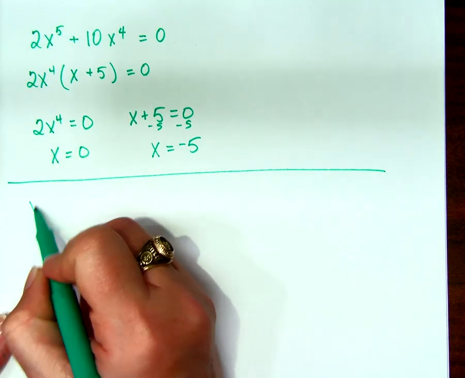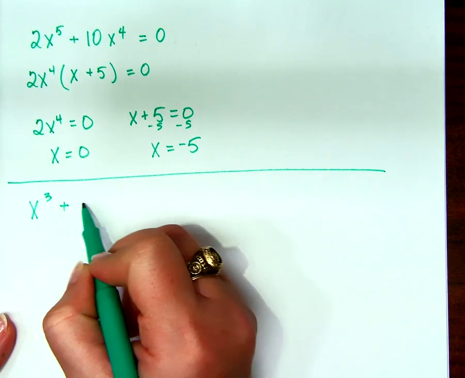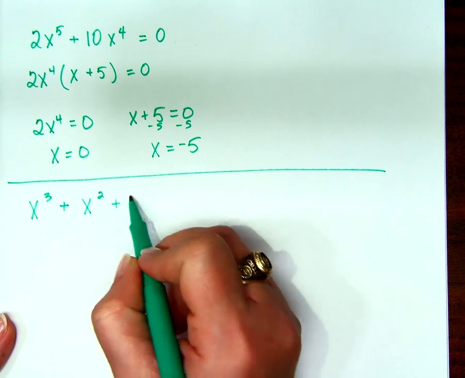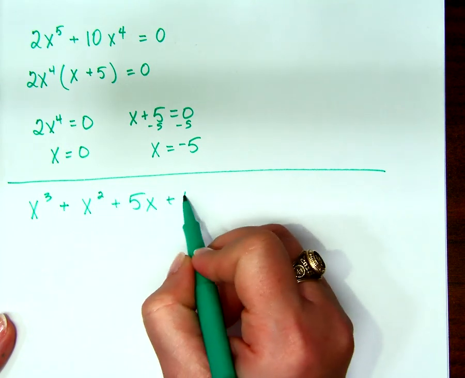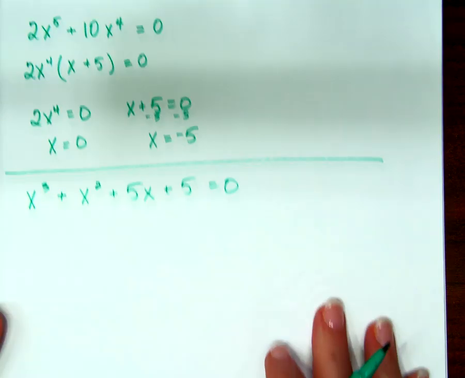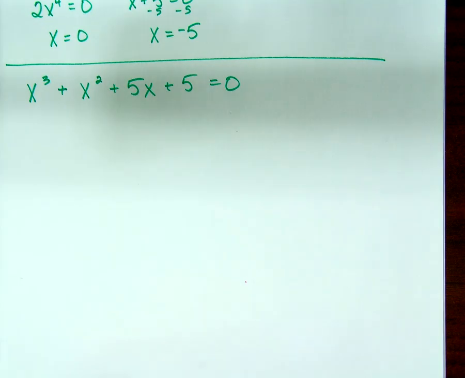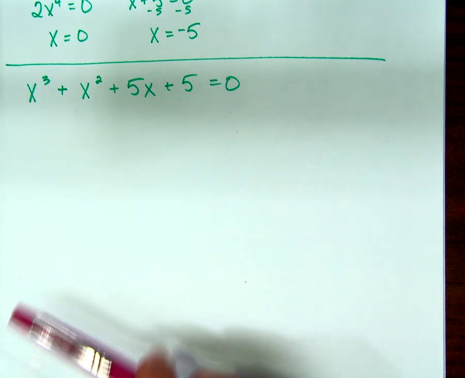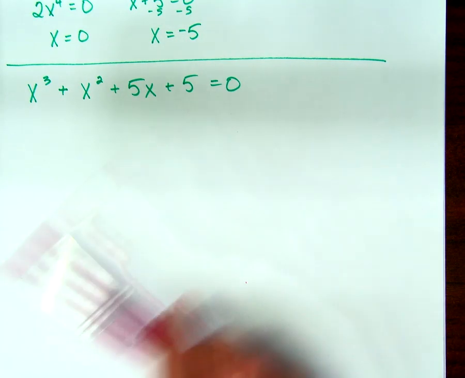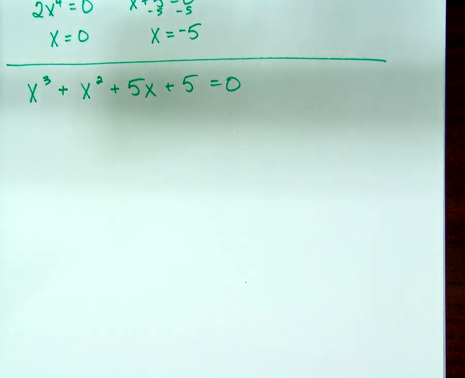What about if we have x to the 3rd plus x squared plus 5x plus 5 equals 0? When there's 4 terms, what are we going to try first? Okay, so we always want to try greatest common factor first, right? So look at all 4 terms. Is there something that all 4 terms are evenly divisible by? No. Okay, so now if there's 4 terms, we should factor by grouping.